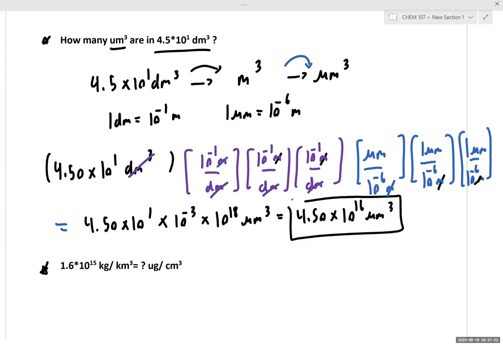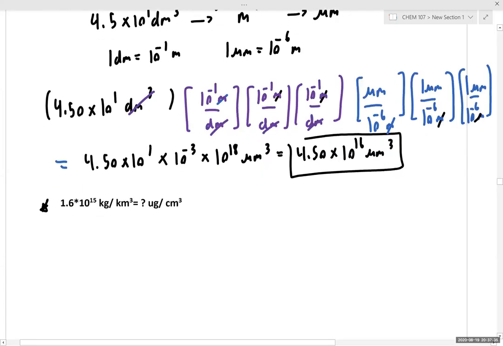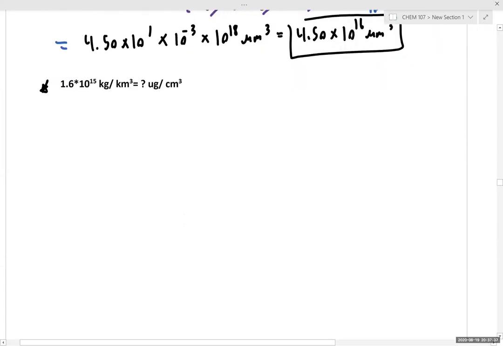Is everyone comfortable with these cubic unit conversion examples? I think I need a little more practice. Okay. Yep, definitely. We'll do another example here.